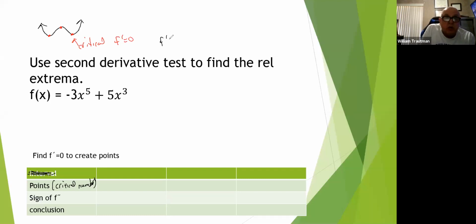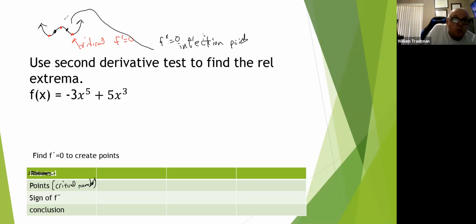Now, the second derivative, when that equals 0, those are inflection points. Inflection points are these right here. That's where the concavity changes. Do you see how concavity changes? The inflection points are in black. The critical numbers are the valleys and peaks. So what we need to do is find the critical numbers first, and the critical numbers come from the first derivative.